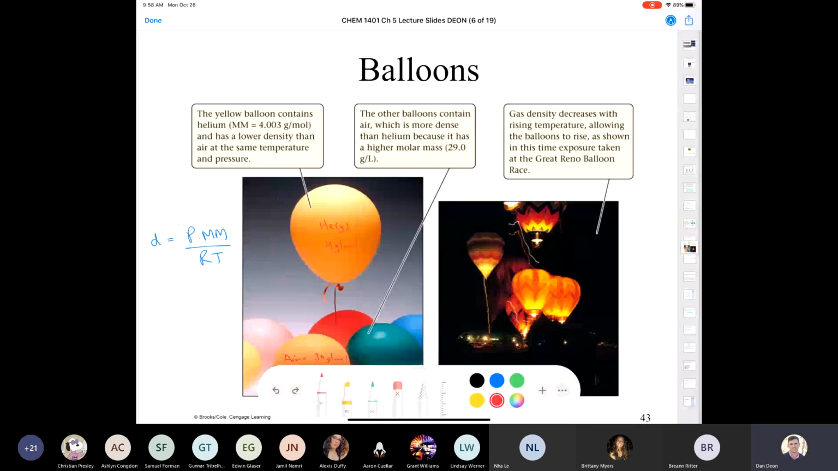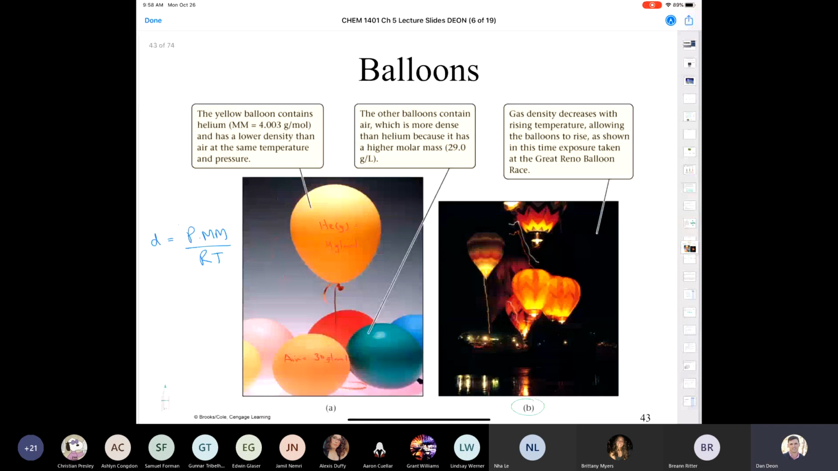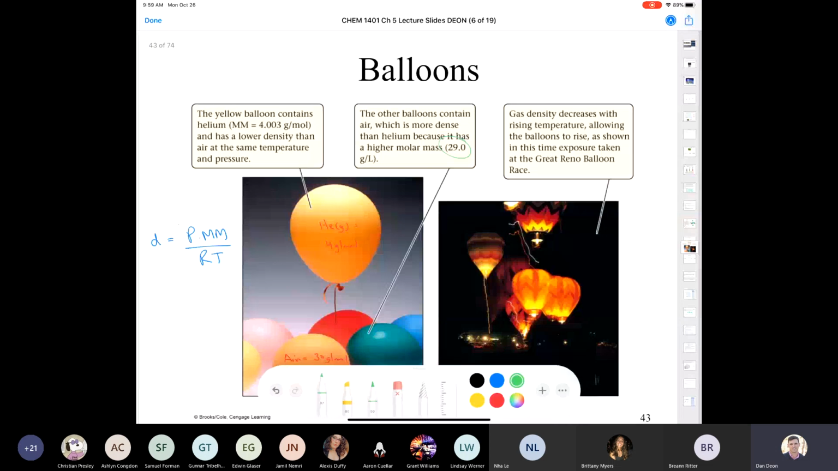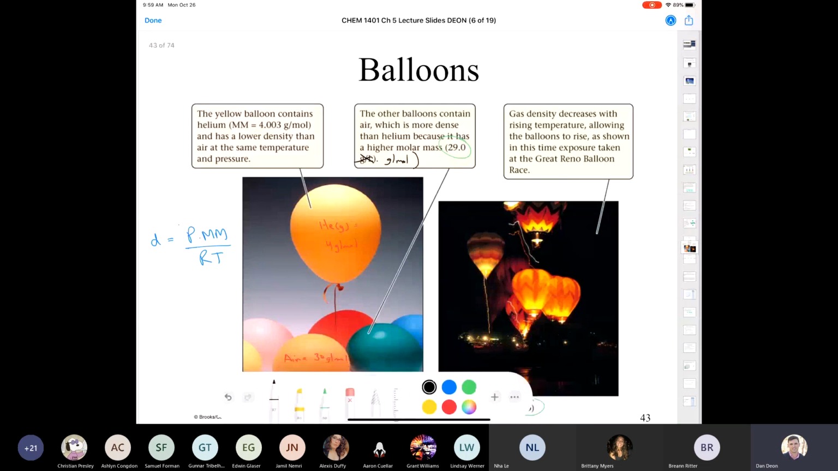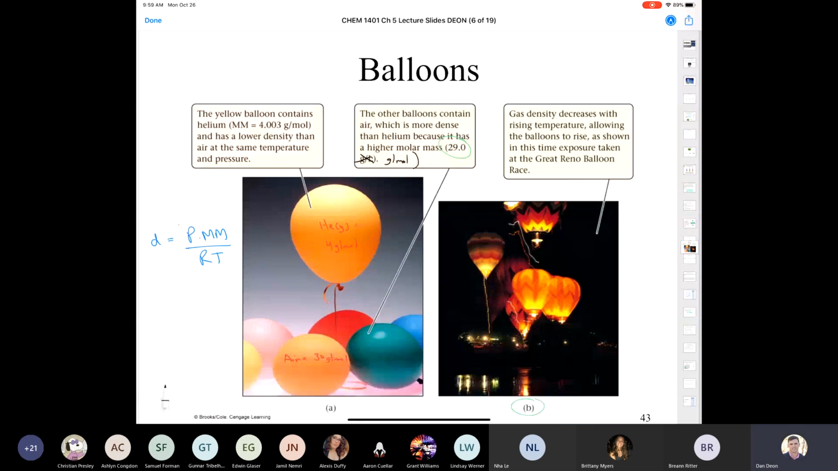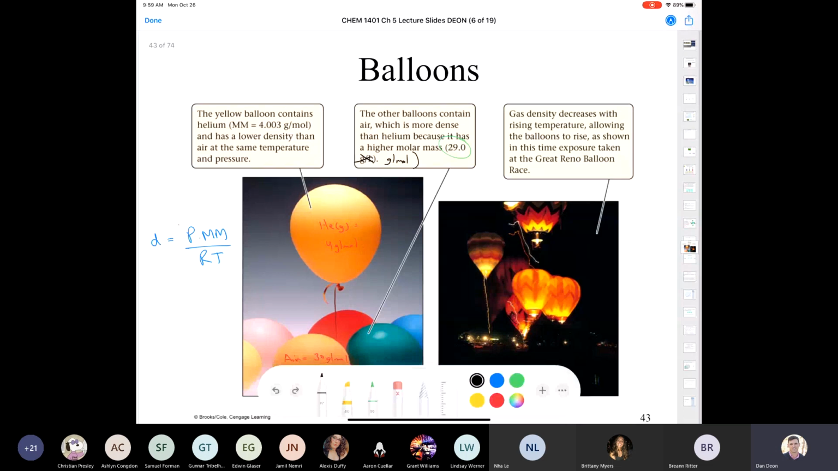Okay, same equation. Density is equal to pressure times molar mass divided by RT. And let's look at part B here, the second picture. You gotta read it more carefully. Oh, there's this mistake on the slide. Anybody notice this? Molar mass, 29 grams per liter. That's not right. It's grams per mole. All right. Anyhow, where was I? I was in the second picture. Look, these are just some hot air balloons, and you see that a couple of them are up in the air. I can't tell if this one here is maybe on the ground. Anyhow, you have a grounded balloon, and then you have some that are in the air.